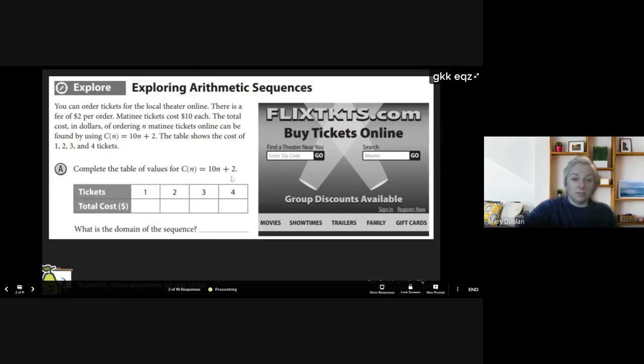And this is the poll question, very similar to the poll question that I gave you. Okay, it's the same idea. We're just evaluating the function for different amounts of tickets purchased. So you're going to fill in these boxes. And then also, what is the domain of the sequence? So I'm having you do 2 things here, filling in the total cost, the rest of the table, and listing the domain. We talked about domain and range of sequences on Monday when we did that lesson.